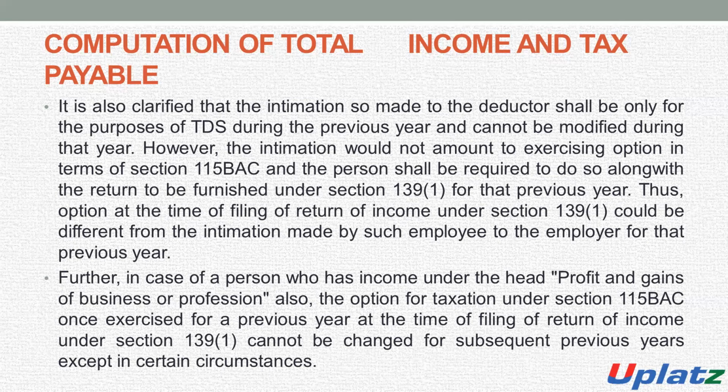However, the intimation would not amount to exercise of option under section 115BAC, and the person shall be required to do so along with the return of income which is furnished by him under section 139 subsection 1 in the previous year. So the option at the time of filing of income tax return under section 139 subsection 1 could be different from the intimation which is made by the assessee to the employer, so that he will compute the amount of tax accordingly.